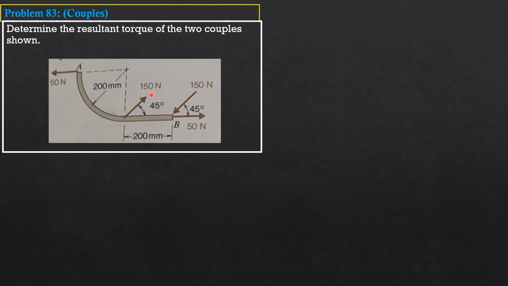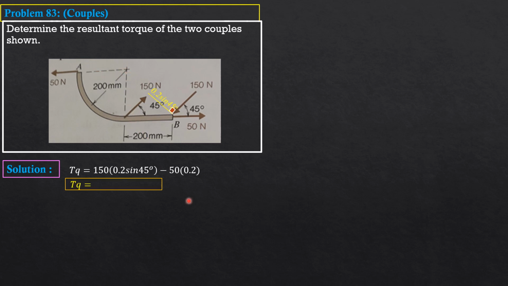So let's find the distance between the 150 Newton forces. That's the perpendicular distance, hypotenuse 0.2 sine 45. So considering clockwise positive, torque is 150 times 0.2 sine 45 minus 50 times 0.2, because this is 0.2 meter. So the value of the torque is 11.21 Newton meter. Since it is positive, our assumption that the torque is clockwise is correct.